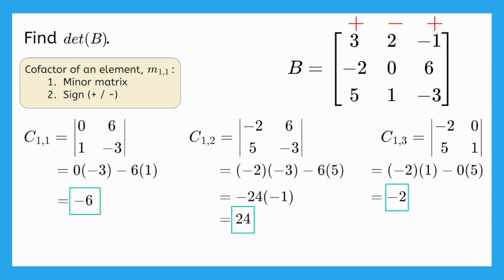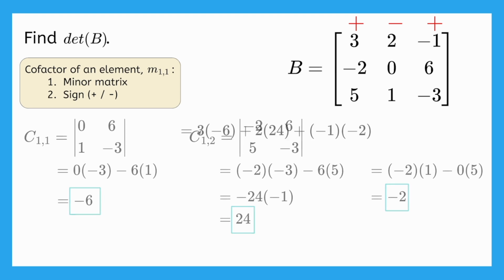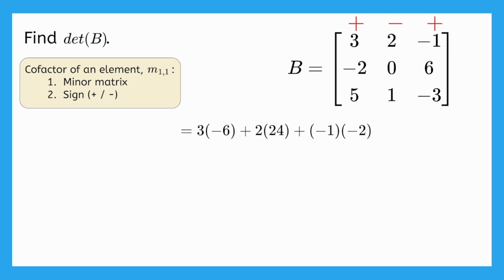Now that we have all 3 cofactors, we will multiply each by its corresponding element. 3 times negative 6 plus 2 times 24 plus negative 1 times negative 2 is 32. So the determinant of matrix B is equal to 32. Hopefully, by now you agree this process isn't too difficult. But are any of you wondering about the shortcut I mentioned? I thought you might be.